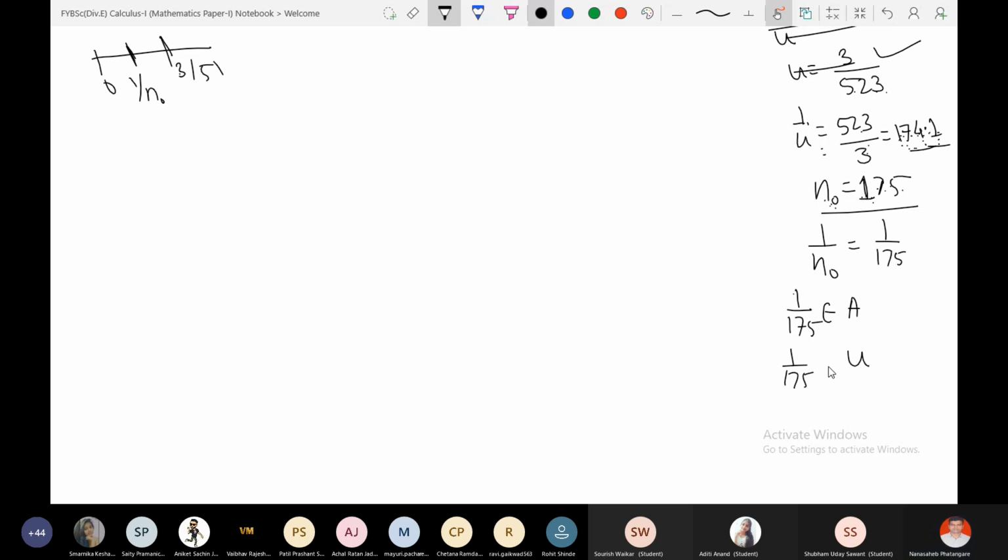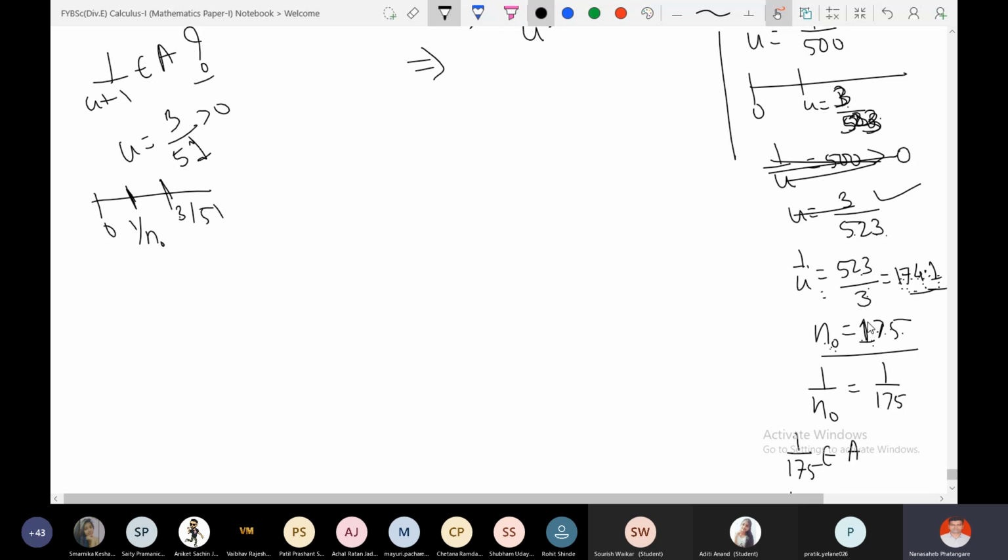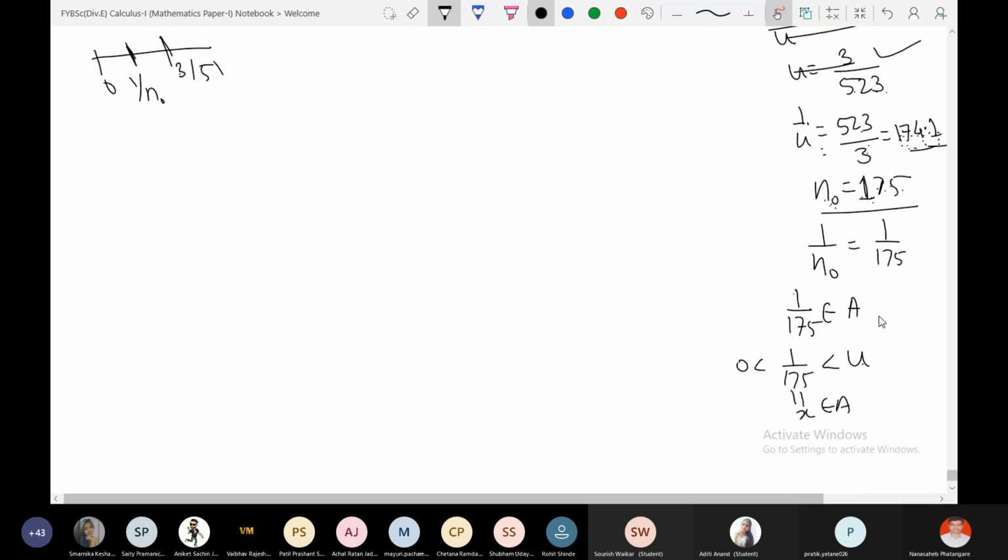Which is bigger? Sir, u is greater. u is greater, right? And this is greater than 0. So I can produce an element from set A which is less than u. Do you understand what I am doing? Observe this process. What process did I do? Is it clear? Yes, sir.